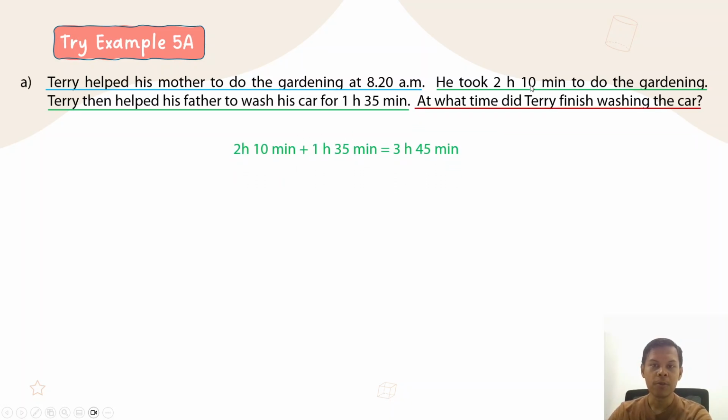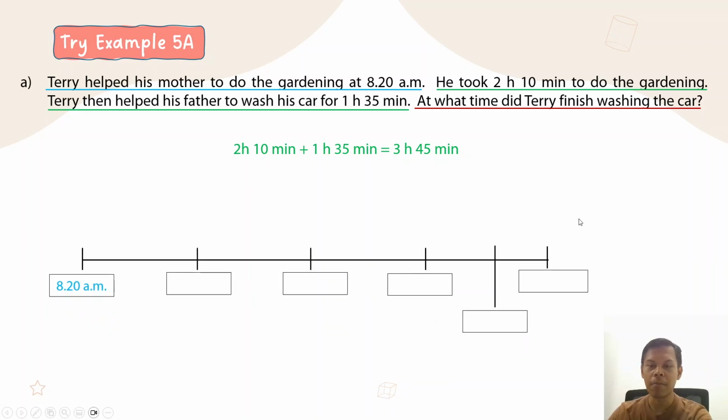Okay, so we add the duration 2 hours 10 minutes and 1 hour 35 minutes. You are going to get 3 hours 45 minutes. This is the duration that he took to finish 2 tasks. And then we have the starting point here, which is 8:20 a.m. We just need to find what time did he finish.